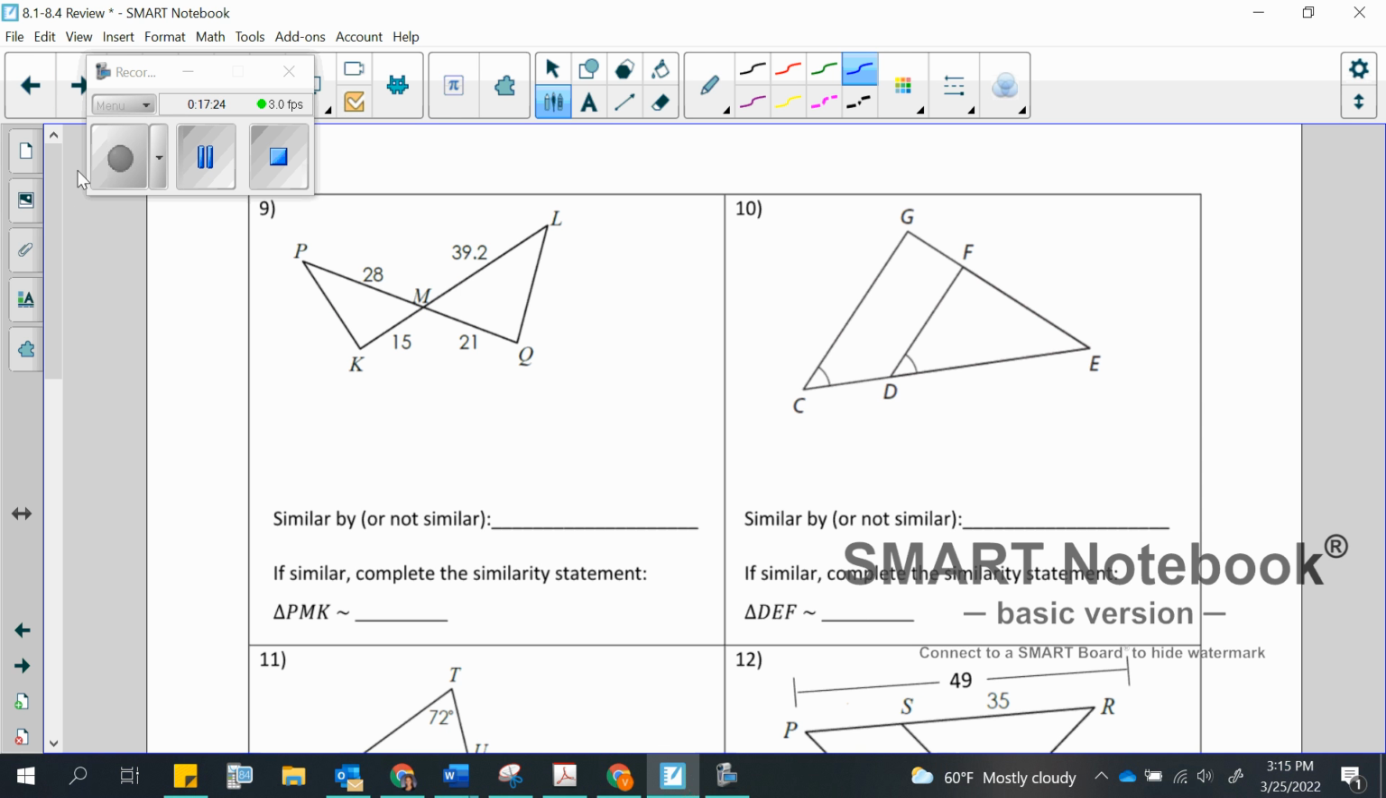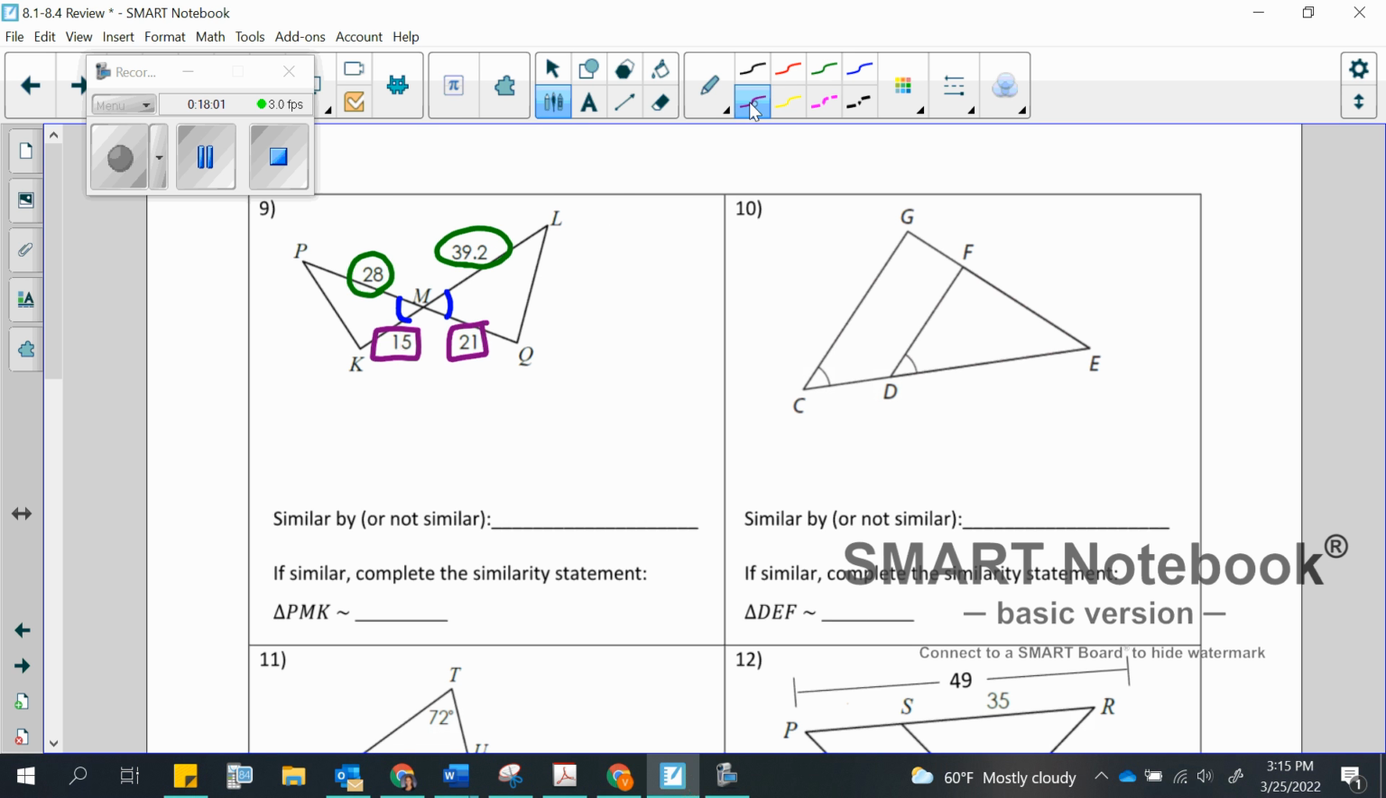Number 9, on to the next page. So looking at number 9 again. First off, we do have a set of angles congruent. We have a set of vertical angles. Now we need to match the corresponding sides. So the smallest side of the triangle on the left is 15. The smallest side of the triangle on the right is 21. So those two are corresponding. And then 28 and 39.2 are corresponding. Same as before, smaller side to smaller side, larger side to larger side.